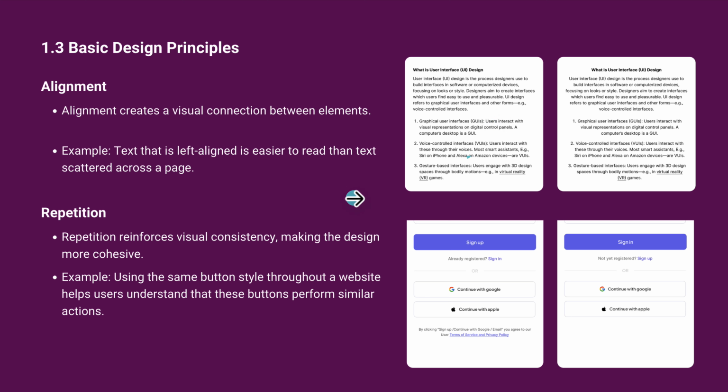The next thing is repetition. The repetition reinforces visual consistency, making the design more cohesive. An example of that is using the same button style throughout your website or mobile app. This is going to help the user understand that these buttons perform similar actions. We have two examples here for a sign up and a sign in page. They are using the same button style for this design.